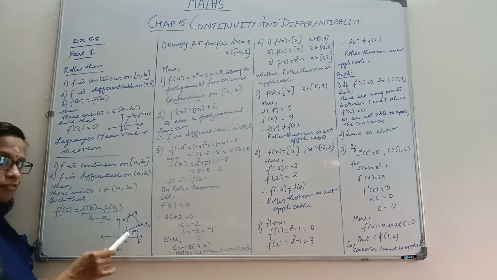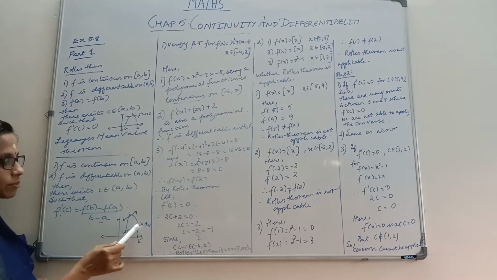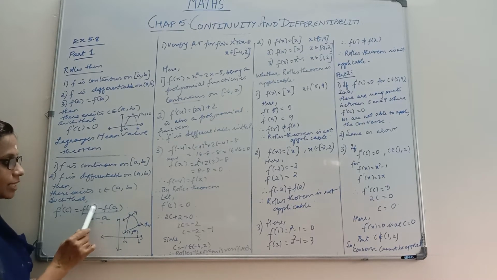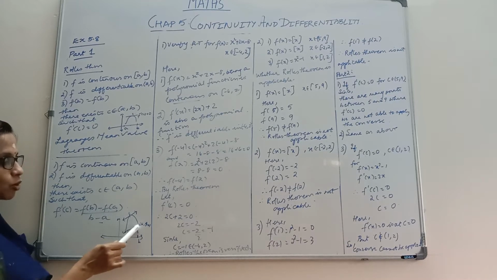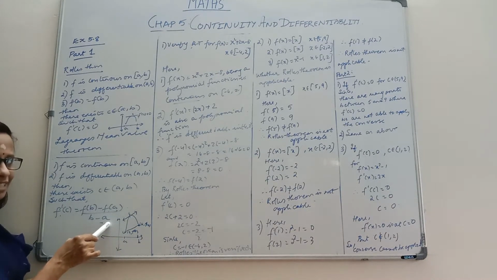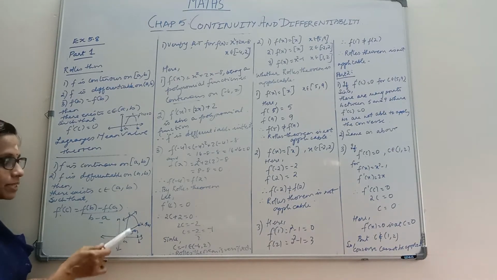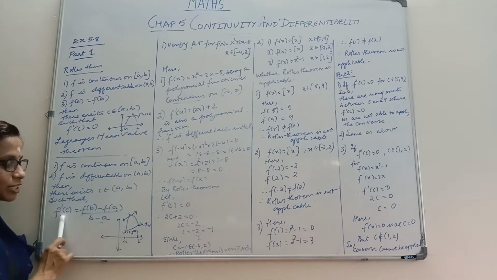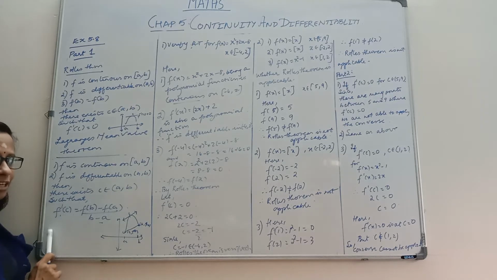Now we are taking the slope of it. The slope is (y2 minus y1) by (x2 minus x1). That's how we have got the slope of this chord. The slope of this chord is equal to the slope of the tangent, which happens only when they are parallel. So they are parallel, that is why the slopes are equal, and that's why we are able to get this condition. So that is the geometric interpretation of the mean value theorem.